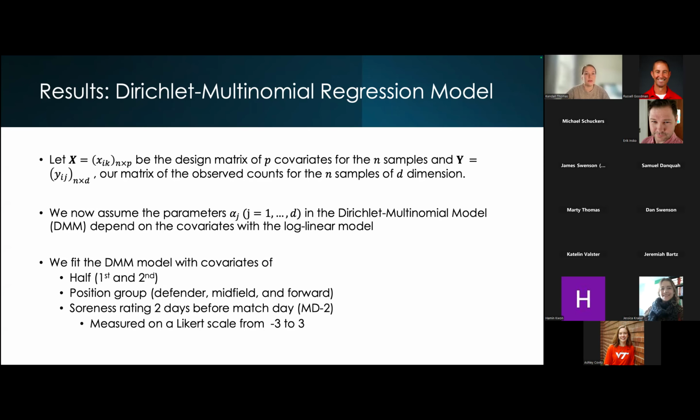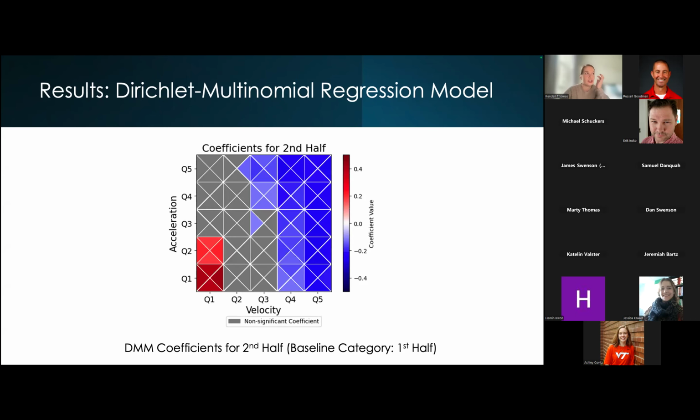Typically we use 2 days before match day because that's most indicative of performance on match day from the literature. We measure these on a Likert scale of -3 to 3, with 3 representing a positive outcome of not being sore. If we look at the coefficients, note that the ones that are non-significant are grayed out. We can see that in the second half, we're spending higher proportions of time in these low quantiles, so Q1, Q2 of acceleration, Q1 of velocity, and we're spending less time at these higher quantiles in the second half, which you would kind of expect as players get tired. They're not going to want to run as fast as often.